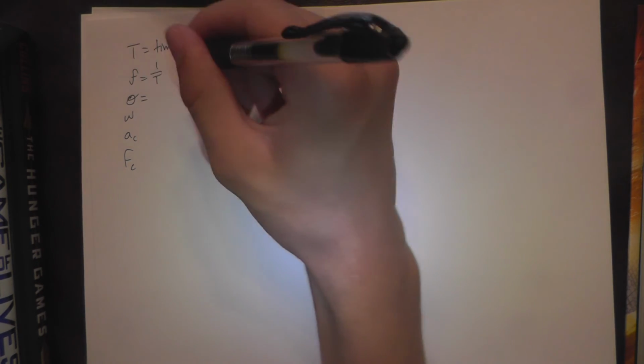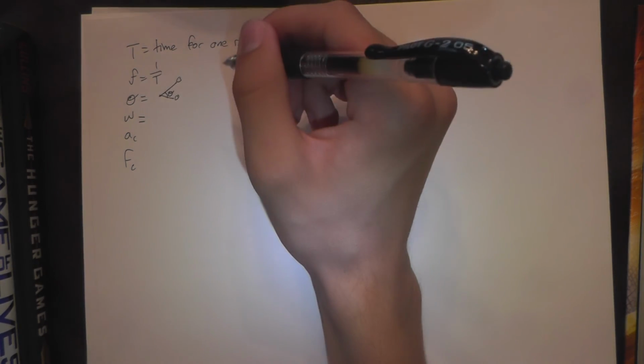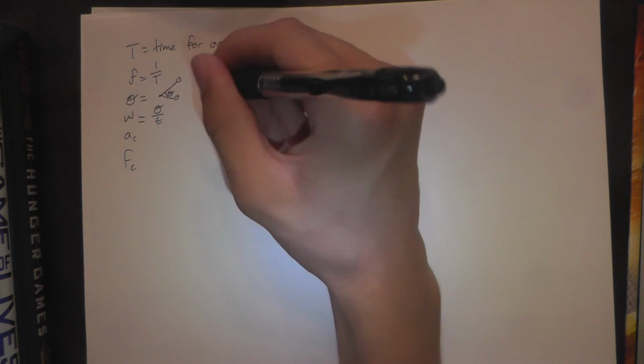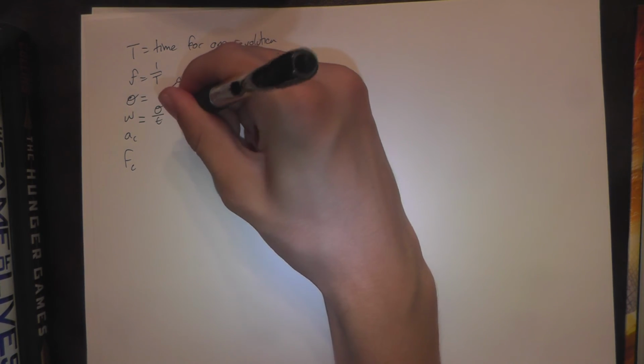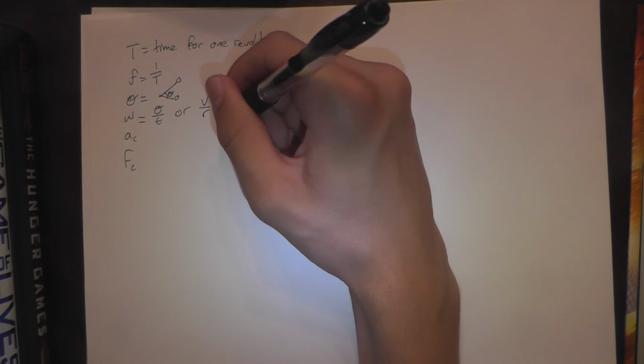So just as a quick recap, when analyzing circular motion, there are a few values you want to look out for: period, frequency, angular displacement, angular velocity, centripetal acceleration, and centripetal force. Period is just the time for one revolution. Frequency is 1 over the period. Angular displacement is just the angular displacement you've made when traveling in your circle. Angular velocity can be calculated by angular displacement over time, or, if you're feeling like it, velocity over radius.